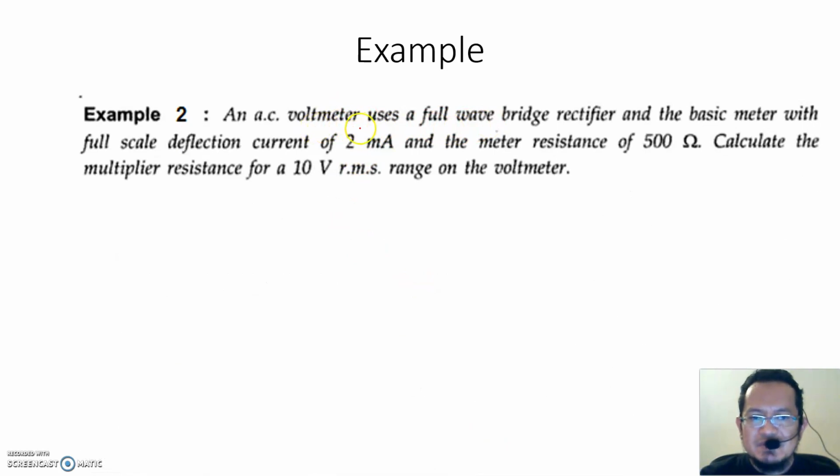Sorry for the blurry font. An AC voltmeter uses a full wave bridge rectifier and a basic meter with full scale deflection current of 2 milliamp and internal resistance of 500 ohm. Calculate the multiplier resistance for a 10 volt RMS range of the voltmeter. This is basically almost the same question that we just saw.